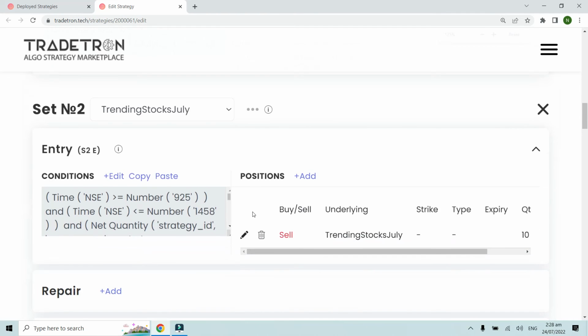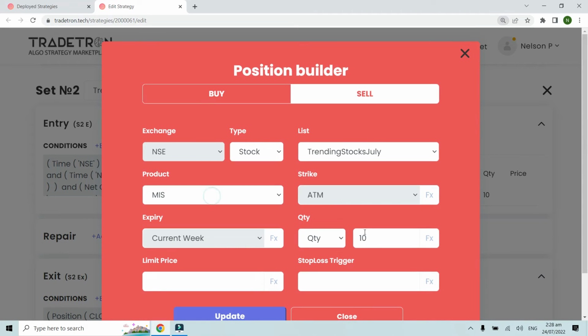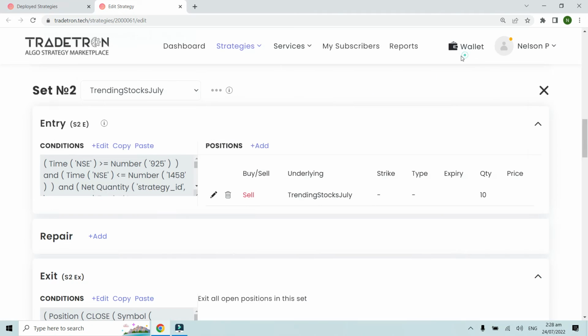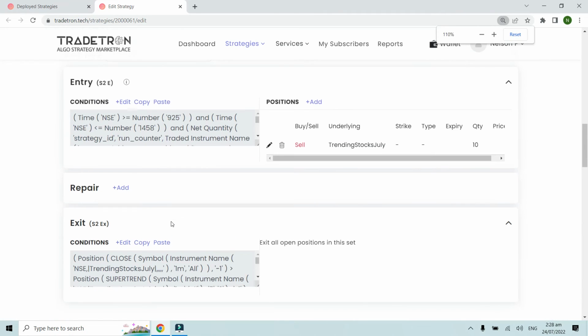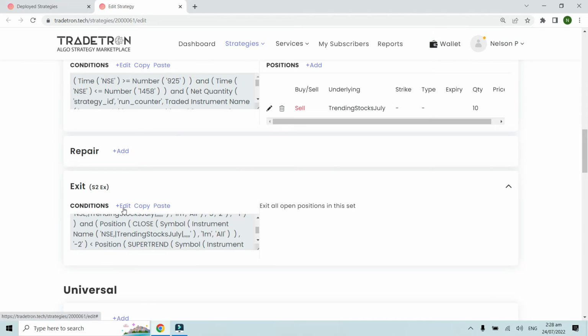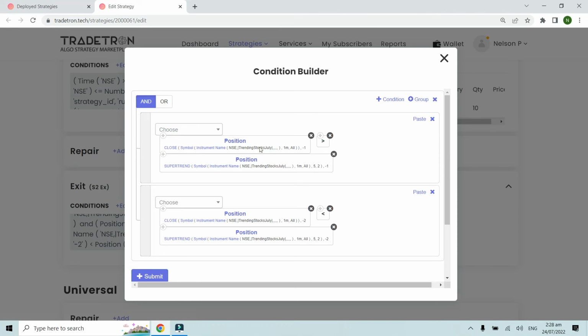And on the sell side also we are taking 10 stocks per trade in each share. So one time it will take entry on the buy side and one time on the sell side. And this is basically the exit condition of set number 2. That is, whenever there is an upside crossover, then it should take exit in the short position. And this is nothing but the entry of the first set also. All right, because that's the buy condition, right?